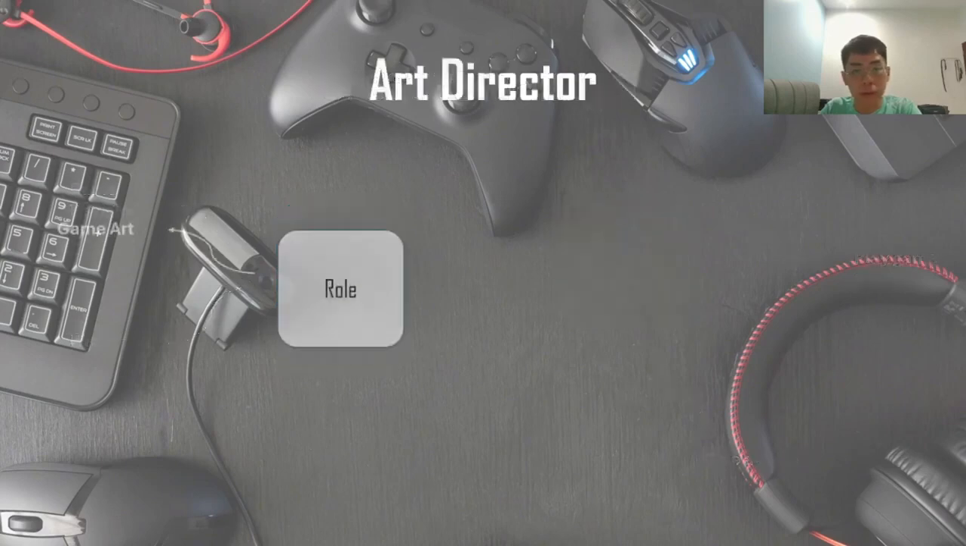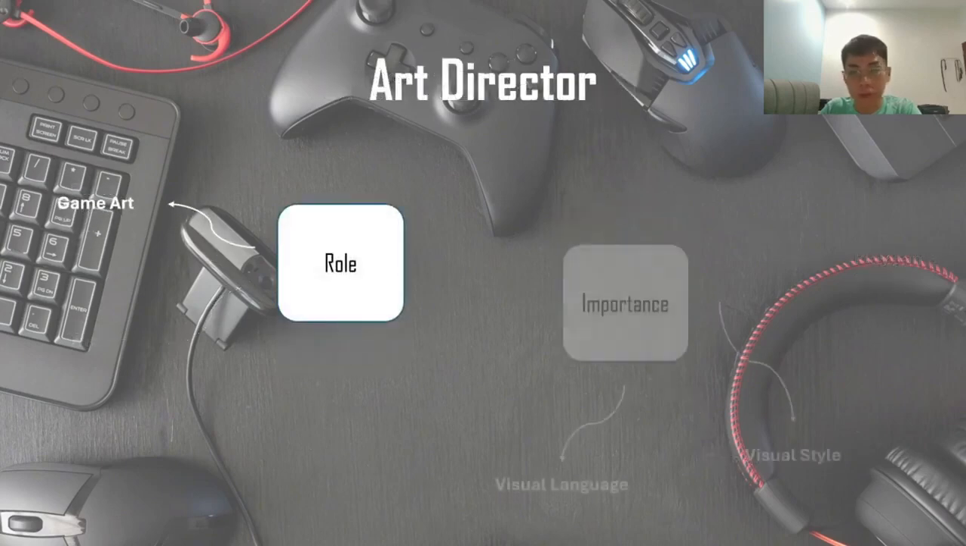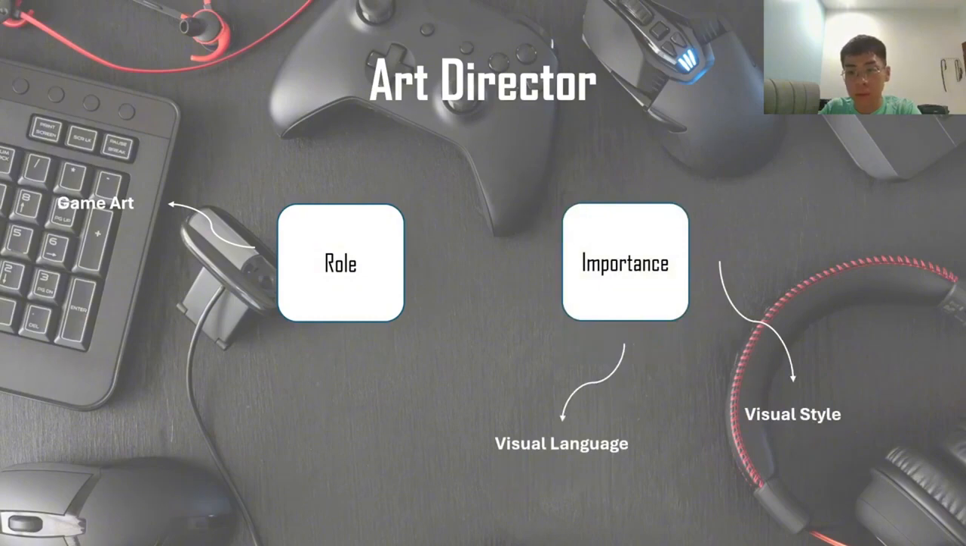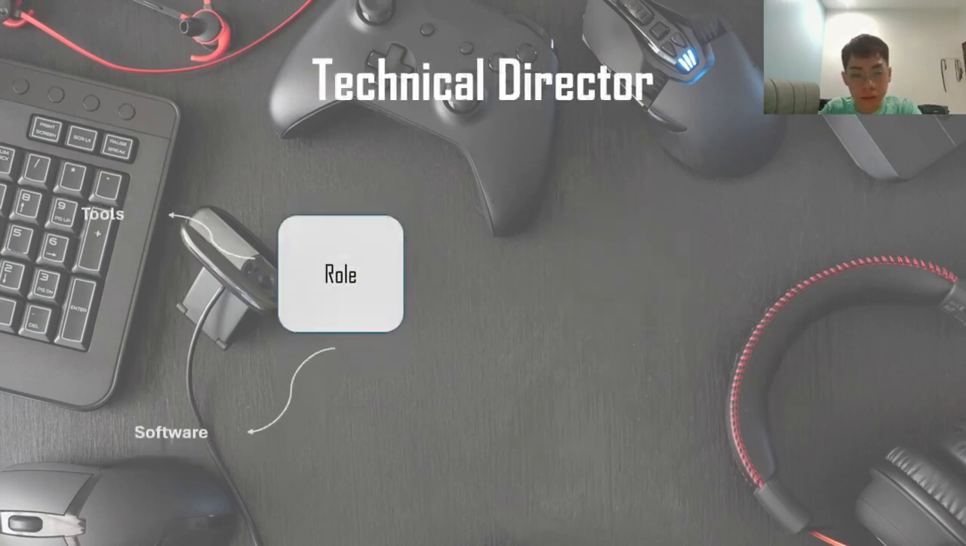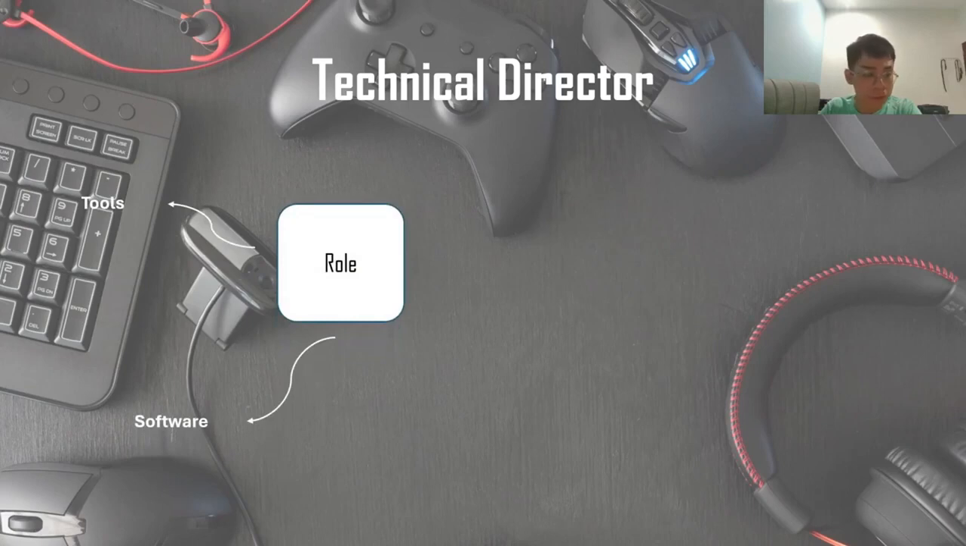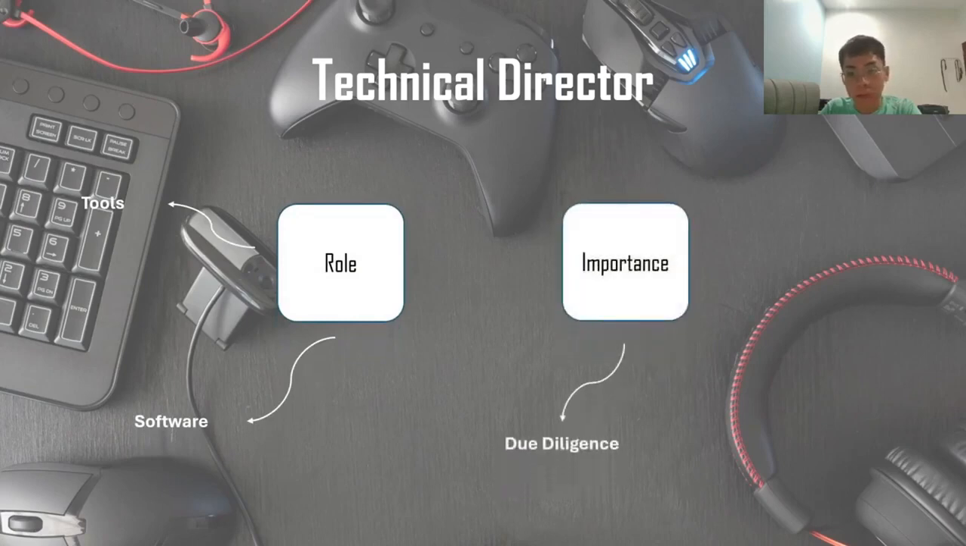Art director, who creates the game art. The art director should create a unique visual style and visual language for the game. Technical director, the role is to recommend the tools and software to the game development team, and he or she can also do due diligence, which is to make sure the team is qualified to make the game.